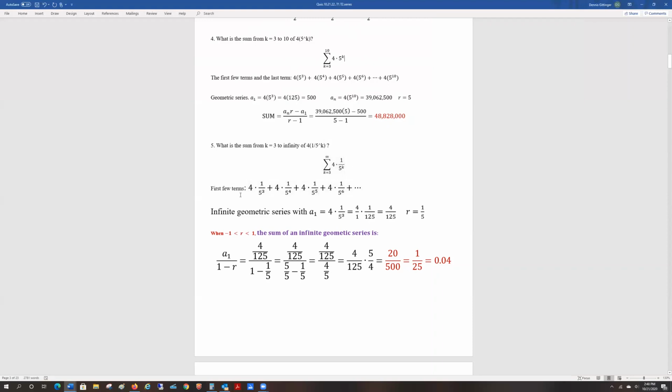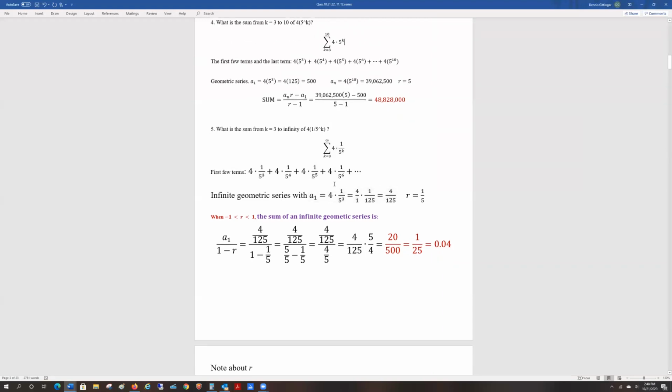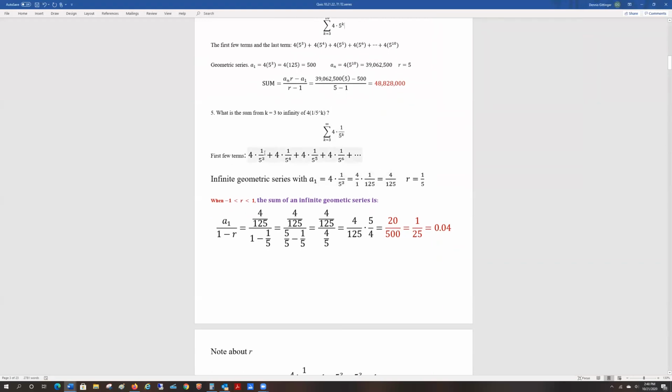All right, so I've written out the first few terms. And you will notice, I hope, that every number in this series multiplied by 1/5 gives you the next number. 4 times 1 over 5 to the third times 1/5 is 4 times 1 over 5 to the fourth. And that number times 1/5 is 4 times 1 over 5 to the fifth, and so on, out to infinity. So you don't have a last term.